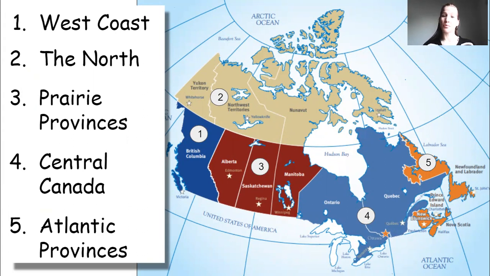Region number 3 is the Prairie Provinces, Alberta, Saskatchewan, Manitoba. Region number 4, Central Canada, Ontario and Quebec. They have the biggest population. The most people of all of Canada live in Ontario and Quebec, the Central Canada. Region number 5 in the east are the Atlantic provinces. Remember Atlantic? The Atlantic provinces are surrounded by the Atlantic Ocean.